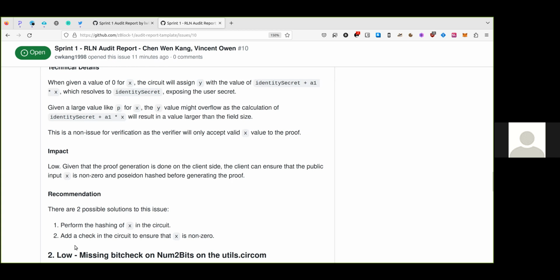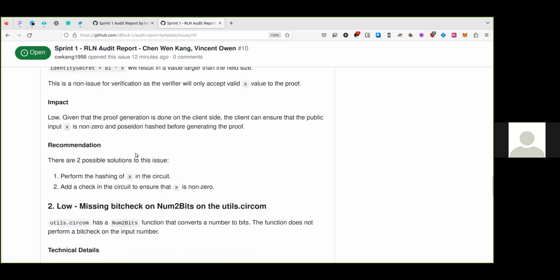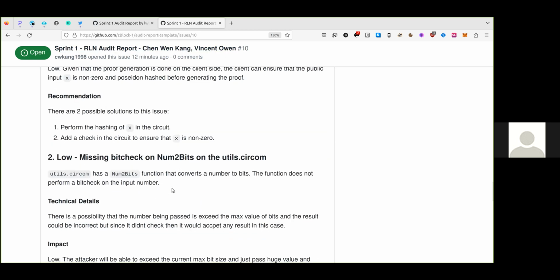But it's something I think to take note of, although it's usually a hash of the message and not just a value. I think if you add a check or do the hashing of X in a circuit, this problem would not exist. But I'm not sure if I'm thinking too much. I don't think it's a very big concern, but that's one of the possible issues. So the second one was found by Vincent, so I'll leave it to him.